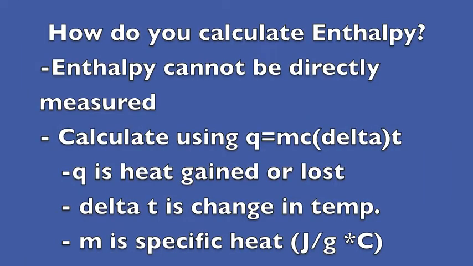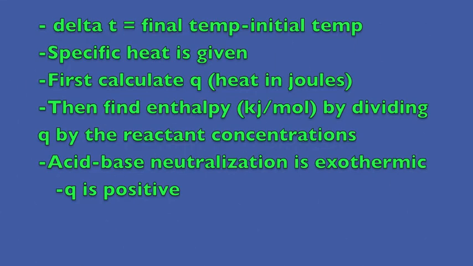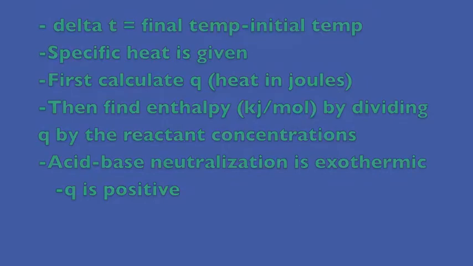How do you calculate enthalpy? Enthalpy cannot be directly measured. Calculate it by using Q equals mcΔT. Q is heat gained or lost. ΔT is change in temperature. c is specific heat, which is joules over grams times degrees Celsius. ΔT equals final temperature minus initial temperature. Specific heat is usually given. First, you must calculate Q, which is heat in joules, using Q equals mcΔT. Then find enthalpy, which is kilojoules per mole, by dividing Q by the moles of reactant. Acid-base neutralization is exothermic, so Q is positive.